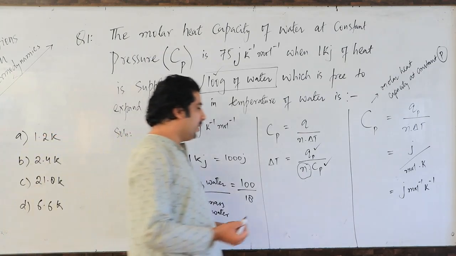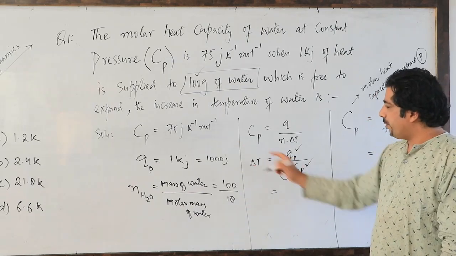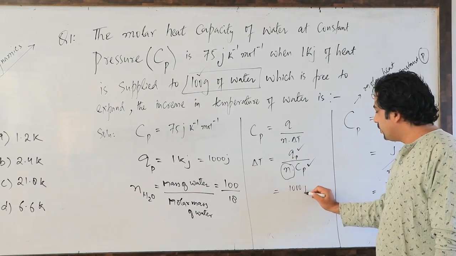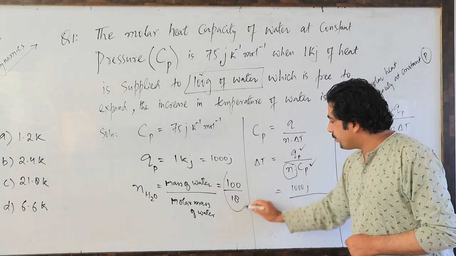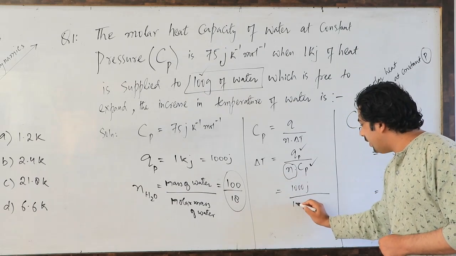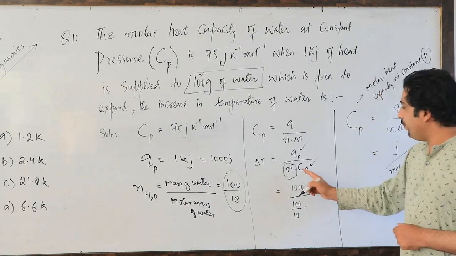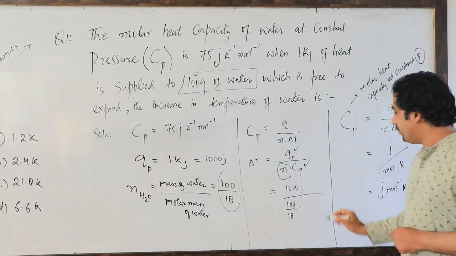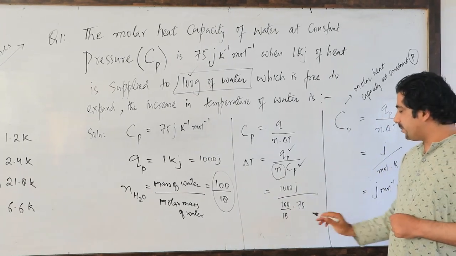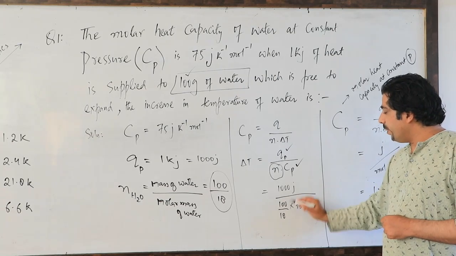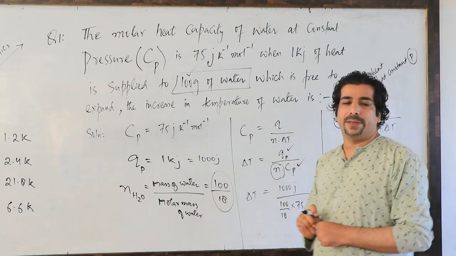So now let us put it here, my dear friends. Tell me what is Qp here? It is 1000 joules divided by N, and this is the expression for N. So N is 100 upon 18, into Cp, which is 75. Cp is 75. Now we have to simplify this particular thing. So if we simplify this, what is the exact value we will get here, my dear friends?